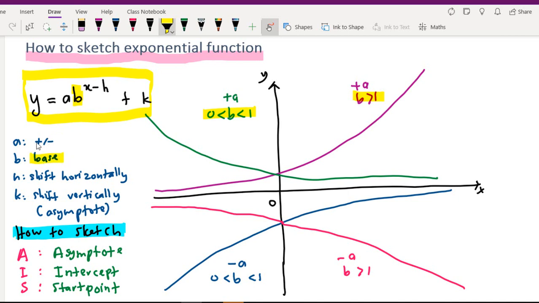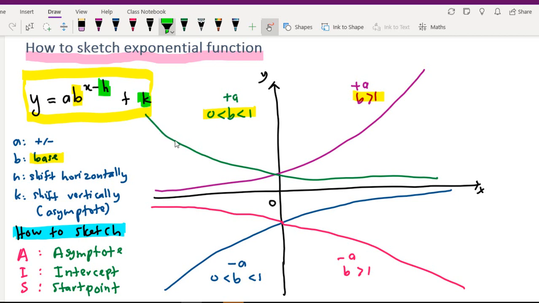And then A is the sign, negative or positive. And this is H. H is the graph shifting horizontally to the left or to the right. And K is the graph shifting up or down vertically. Or sometimes, because this is the asymptote.